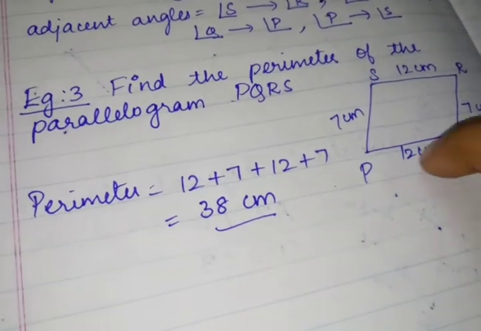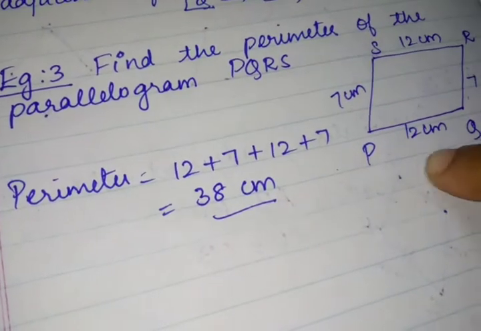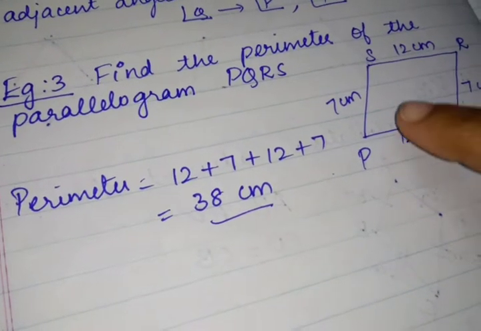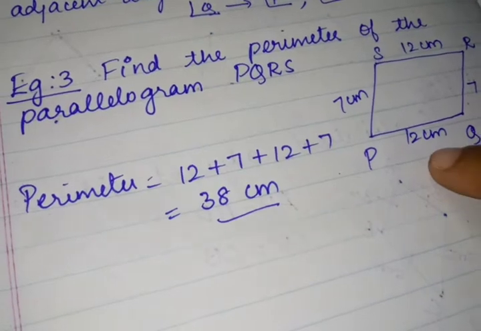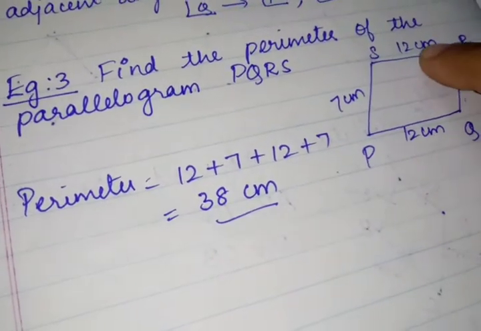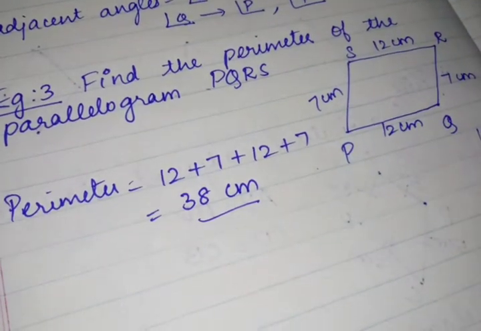Okay, listen children, why I am doing this: since they ask you the perimeter, I am adding all the four sides because perimeter means length of the boundary. So I am just adding 12 plus 7 plus 12 plus 7. So, I am getting 38 centimeter. If it is here 12, this is also 12. This is 7, this is also 7. Understood? Example number 3.